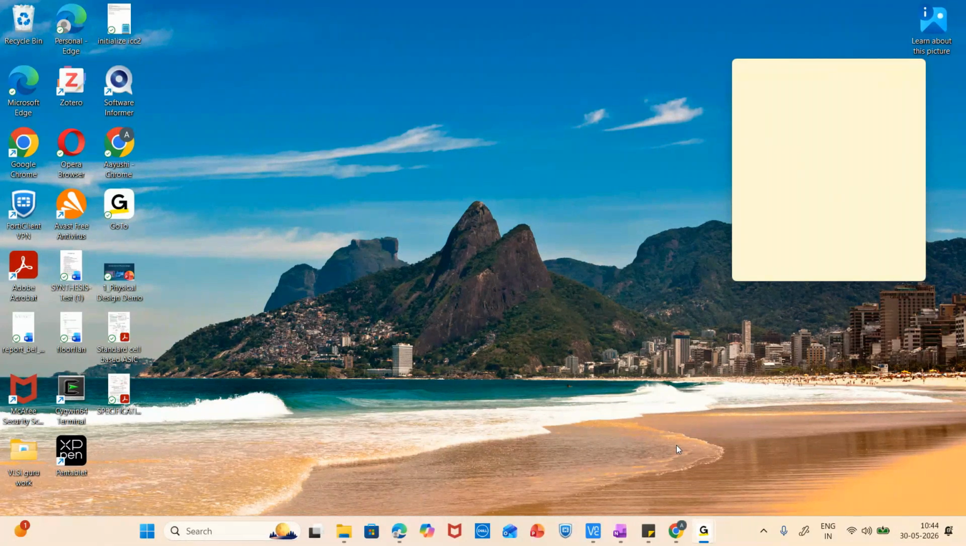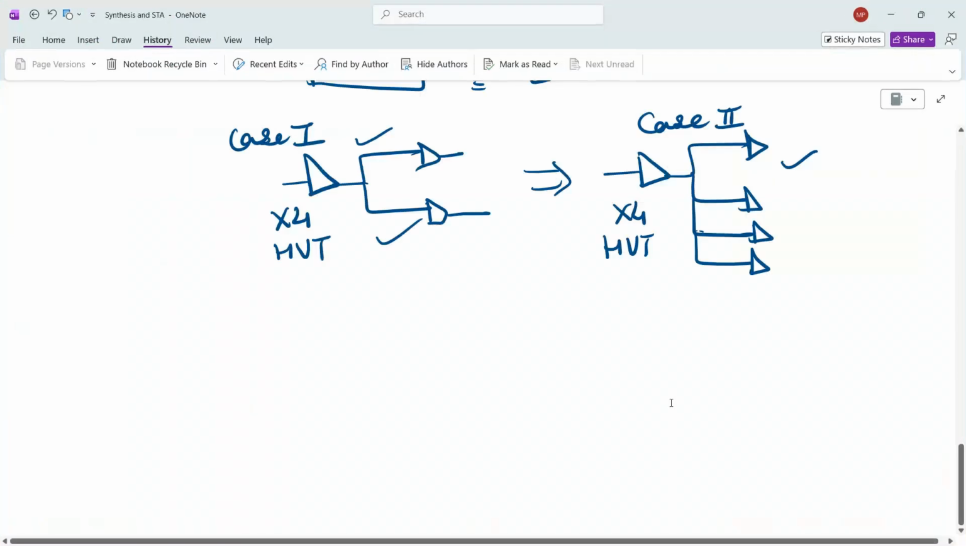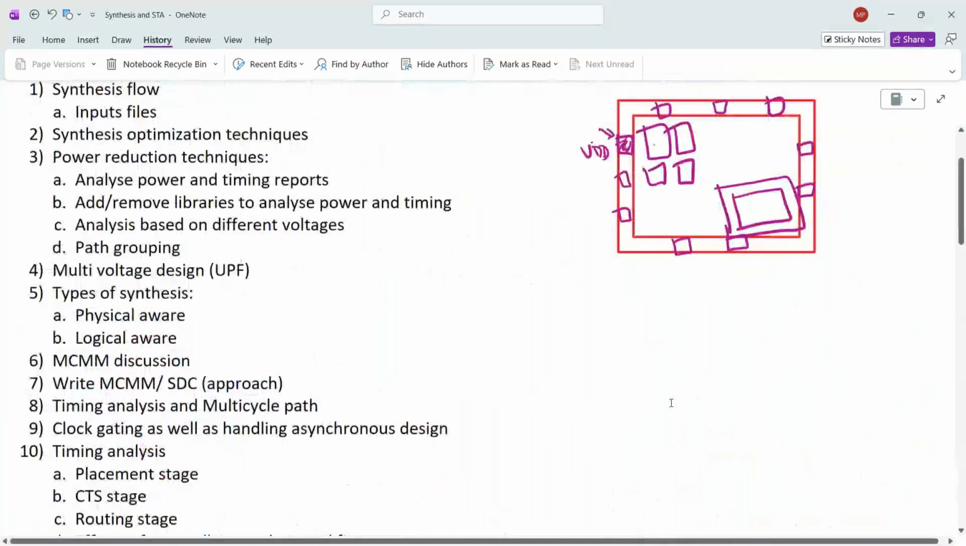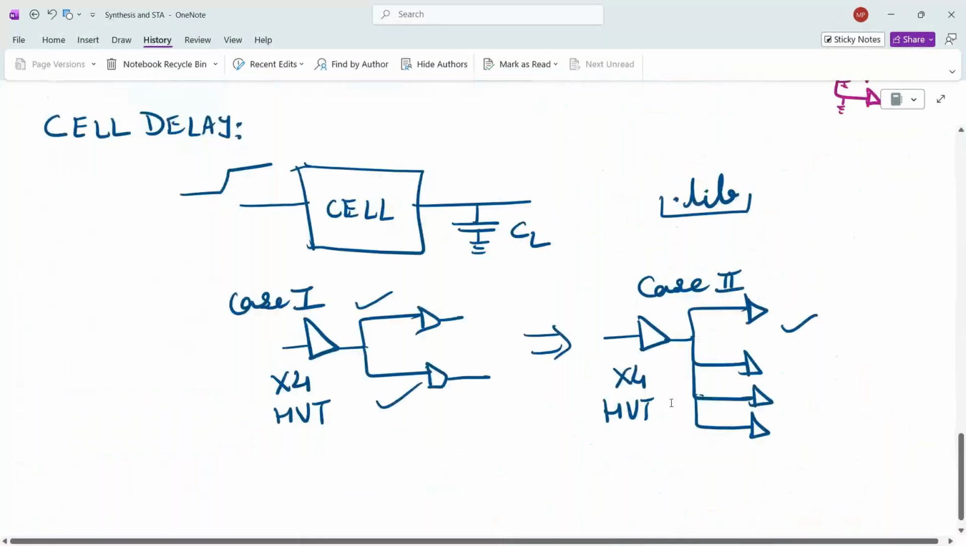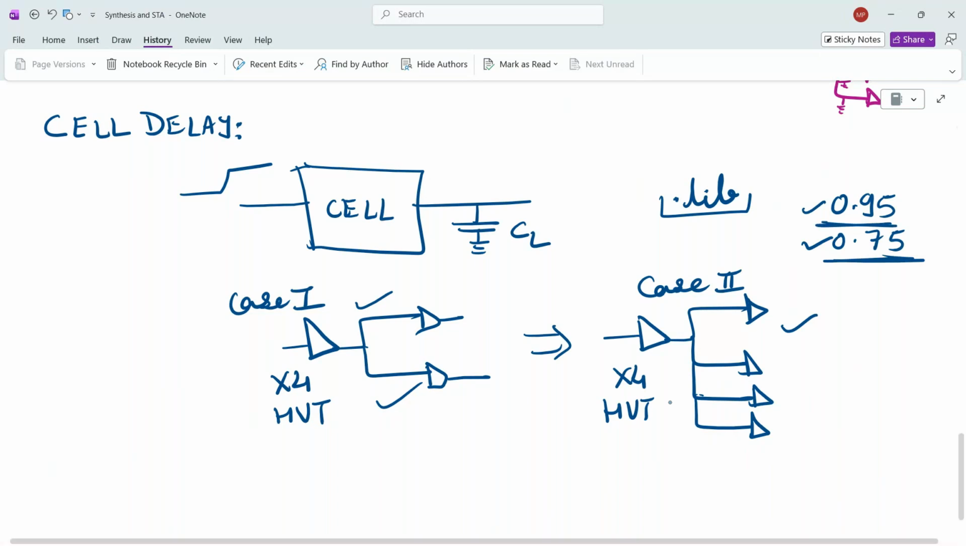That is what happens in multi-voltage design. When you use multi-voltage design, we have to give that particular library. As I told you, we have a library working at 0.95 and a library working at 0.75. These are nothing but the VDD that we are providing. We are reducing VDD from 0.95 to 0.75, so ID changes and the delay also changes. In both libraries, the same set of cells, like the AND gate, are present.